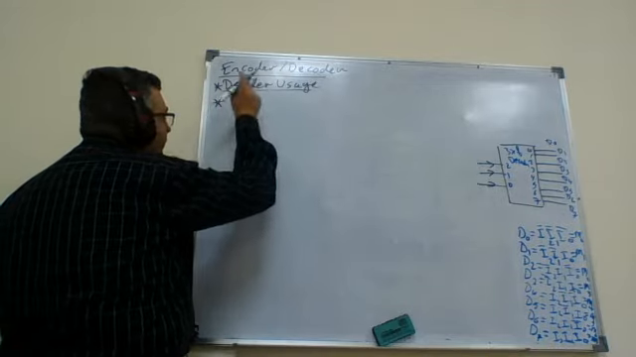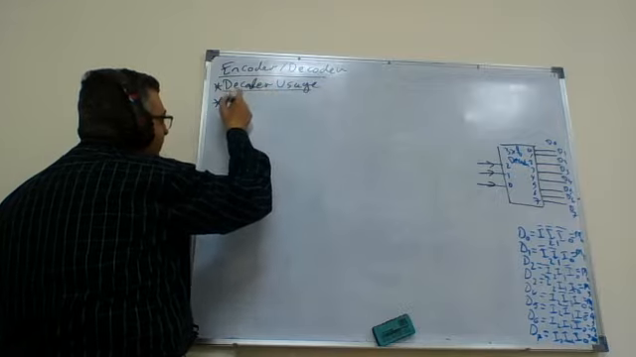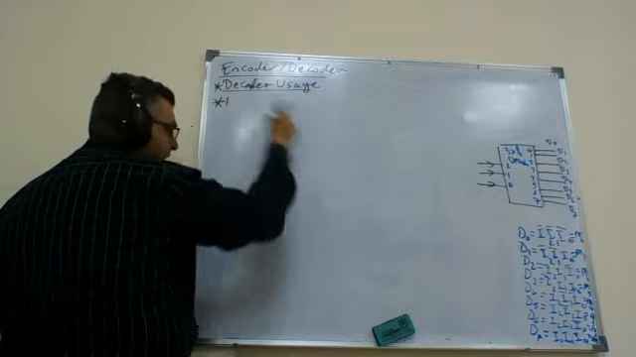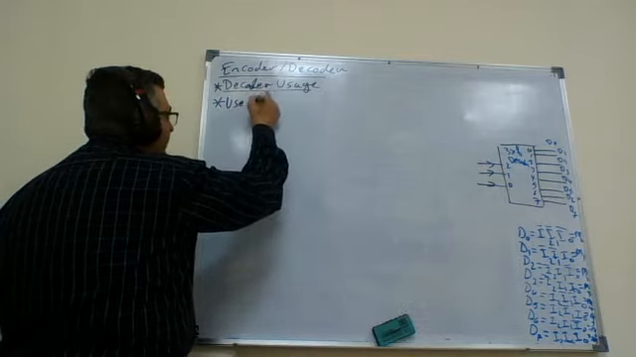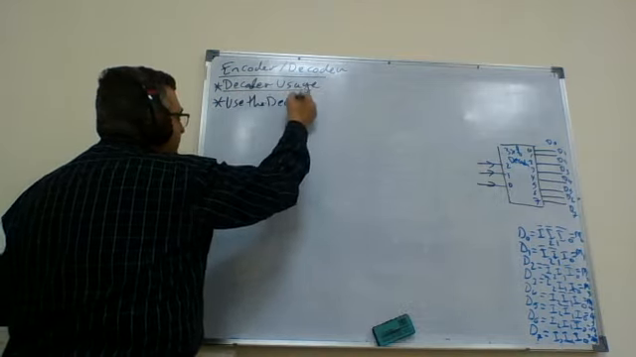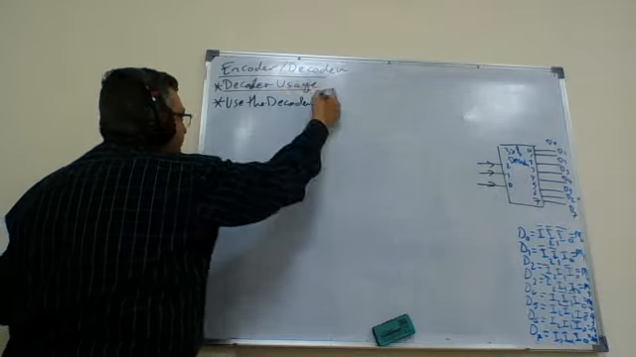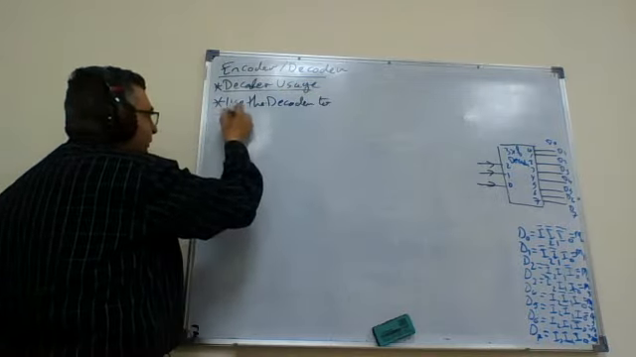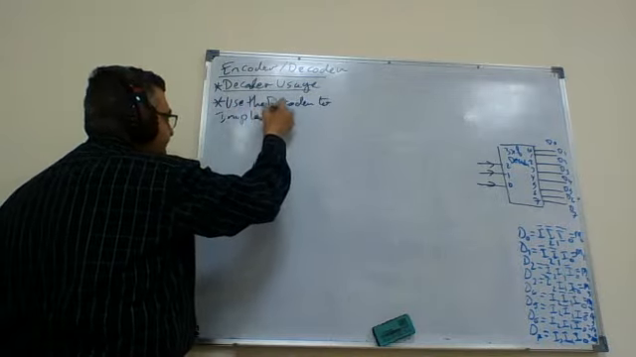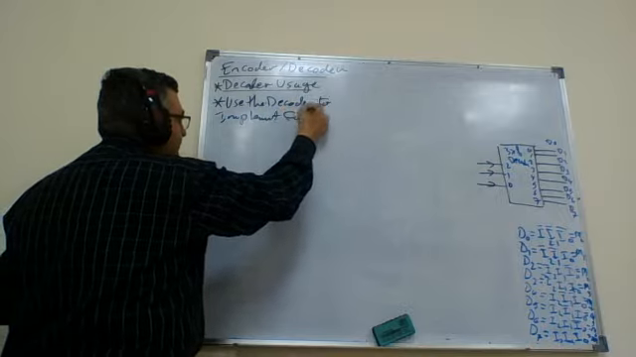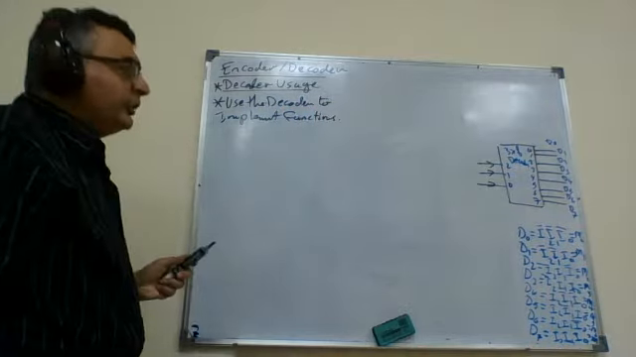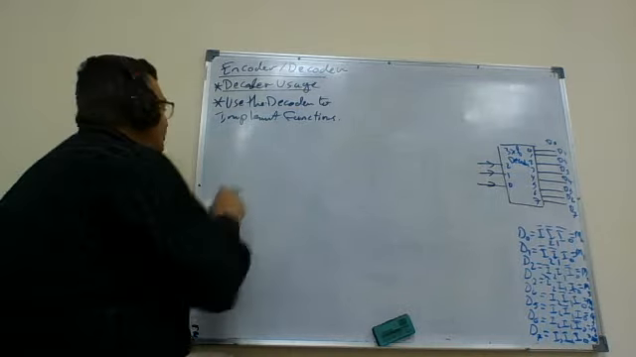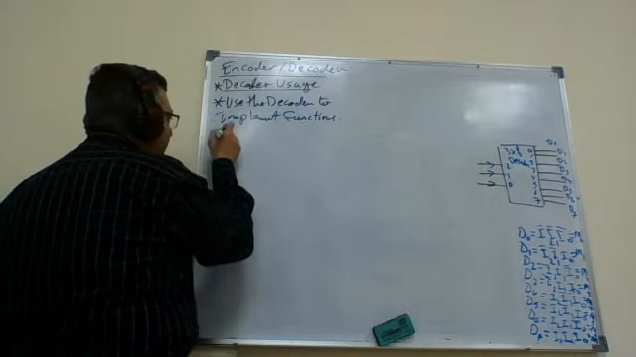Okay, decoder usages. How can we use the decoder to implement functions? Any function. Can the decoder help me in doing that? So let's go into the example.